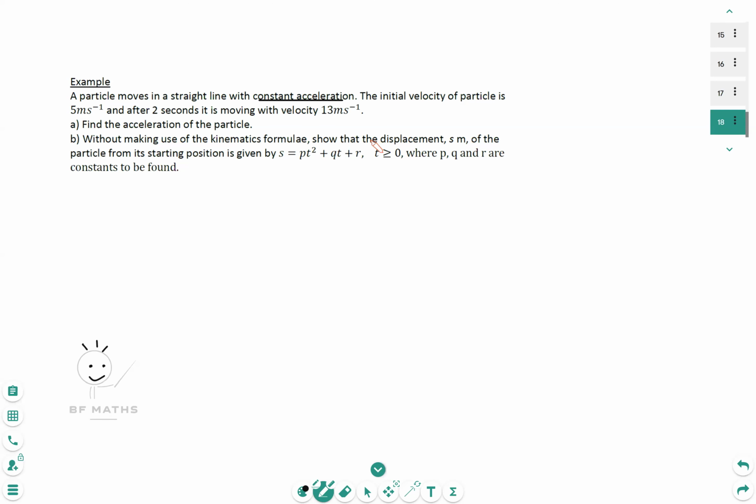Part A. Now, this has nothing to do with actual integration or anything. Constant acceleration means use SUVAT, unless in part B they want you to solve it without making use of a kinematics formula. Otherwise, you're free to use SUVAT. So part A, let's start the question. Right, so we know s, we'll find acceleration first of all.